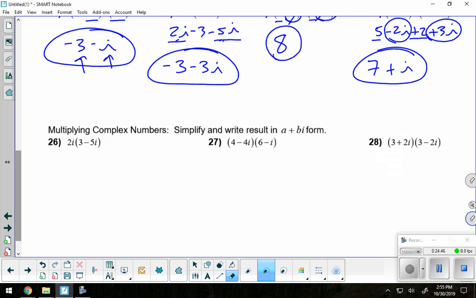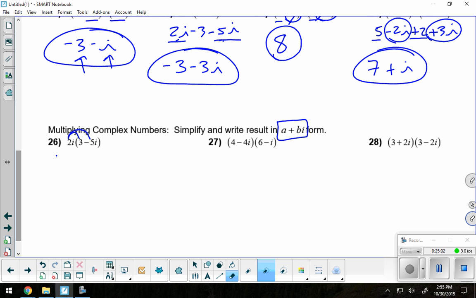Multiplying. So how do we multiply complex numbers, simplify, and write the result once again in a plus bi form? So if you want to multiply with an imaginary number, number 26, just distribute right here, right? So I'm going to multiply 2i times 3, 2i times negative 5i.